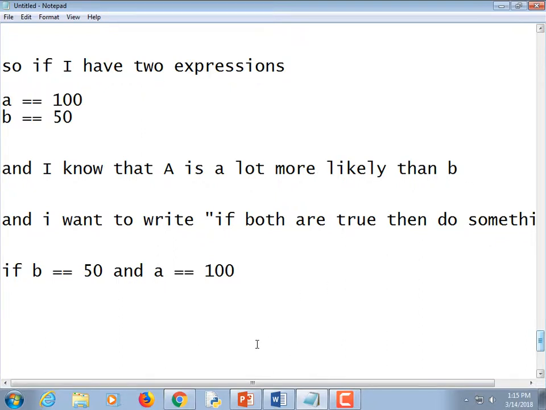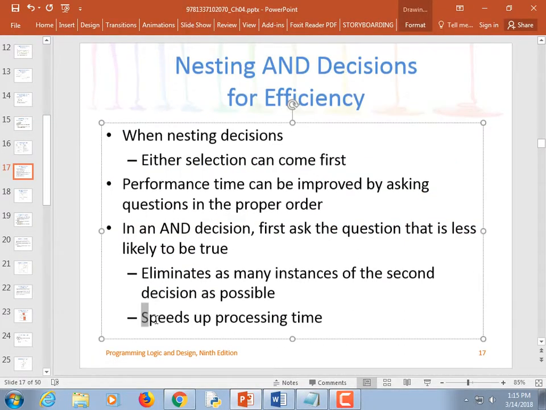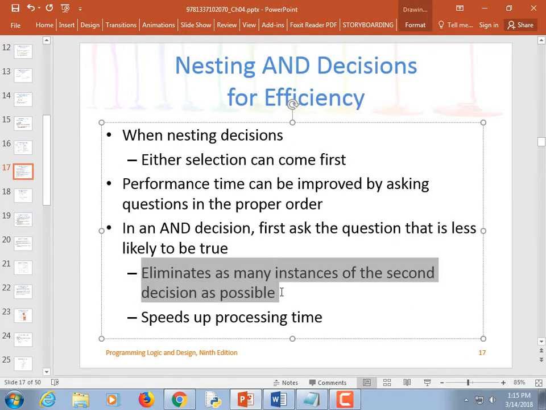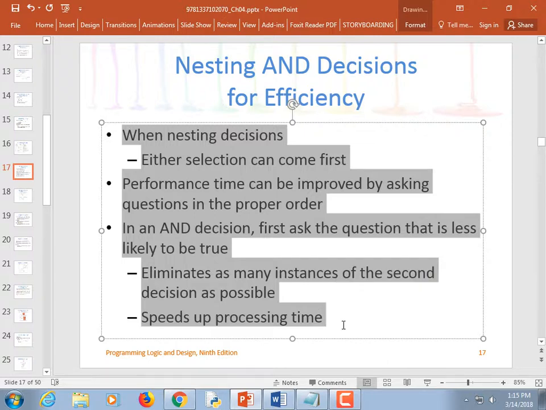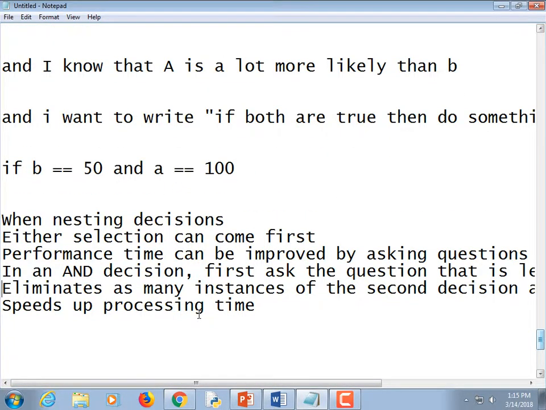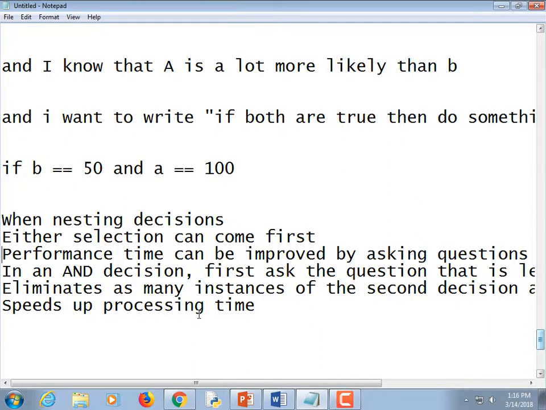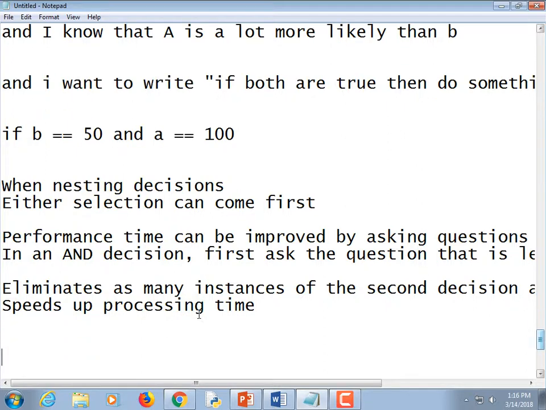All right, enough about efficiency. That speeds up processing time by eliminating as many instances of the second decision as possible. It's possible I could ask that on the exam. If it shows up on the MindTap test, then it's fair game for an exam.